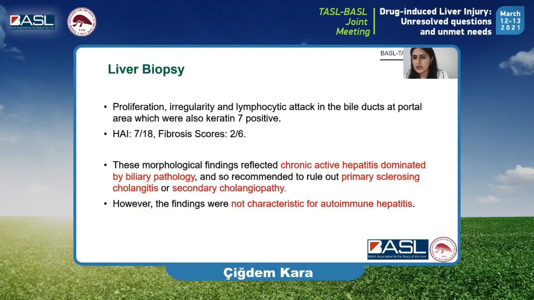Strong autoantibody positivity necessitated liver biopsy for the differential diagnosis of autoimmune liver disease. Liver biopsy showed proliferation, irregularity, and lymphocyte attack in the bile ducts at the portal area, which were also CK7 positive. Histology activity index 7/18, fibrosis score 2/6. These morphological findings reflect chronic active hepatitis dominated by biliary pathology, so it was recommended to rule out primary sclerosing cholangitis or secondary cholangiopathy. However, the findings were not characteristic for autoimmune hepatitis.